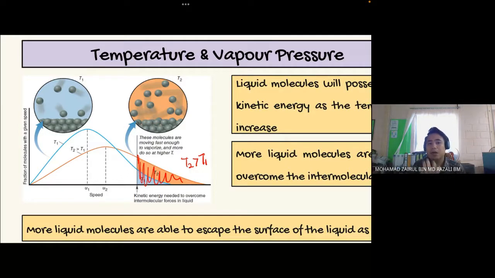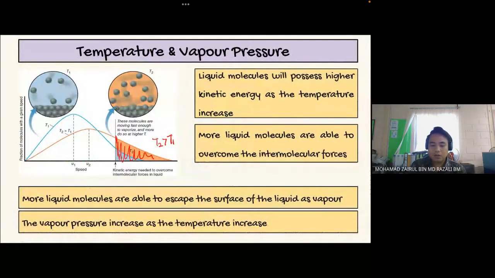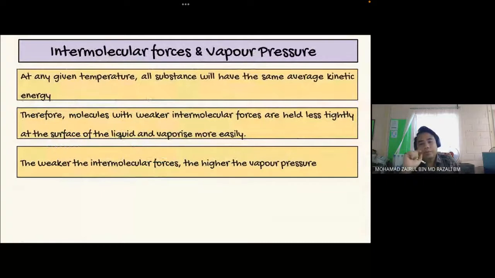Dia menunjukkan bahawa at certain point kalau awak ambil higher the temperature, lagi banyak molekul yang possess enough kinetic energy. So maknanya lagi banyak molekul yang possess enough energy, maknanya lagi banyak molekul awak boleh lakukan daripada liquid to vapor. So maknanya vapor pressure akan increase as the temperature increase. Okay, intermolecular forces and vapor pressure.